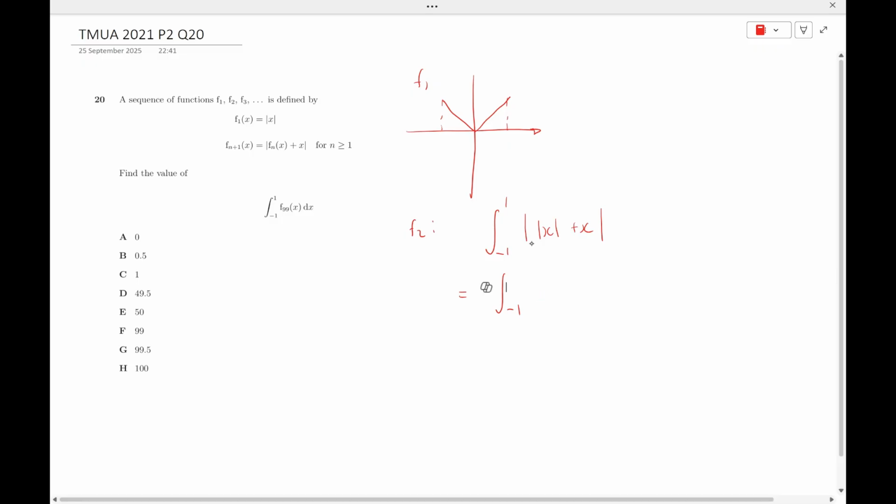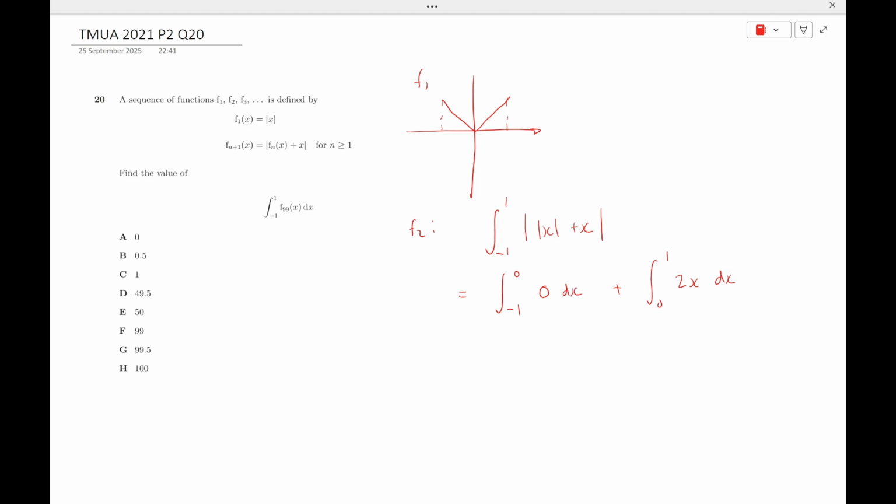Sorry, -1 and 0 even, plus the integral between 0 and 1. Now, the integral between 0 and 1 is just going to be 2x dx. As I said, those mod signs aren't actually doing anything. This integral is interesting because actually the modulus sign here is making x into the negative of what it actually is, because the x values between -1 and 0 are negative, so the modulus is then positive, but this x is still negative, so you actually end up just integrating 0 here.